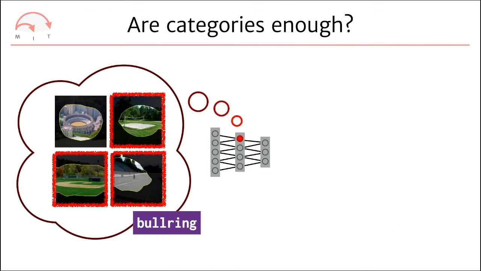Sometimes it doesn't work. So here's the same procedure for recognizing class-selective neurons applied to some other neuron in the same network. It labels this neuron as a bullring detector, even though it's pretty clearly not. It's like a generic sports field detector that responds to a volleyball court, a baseball diamond, a racetrack.